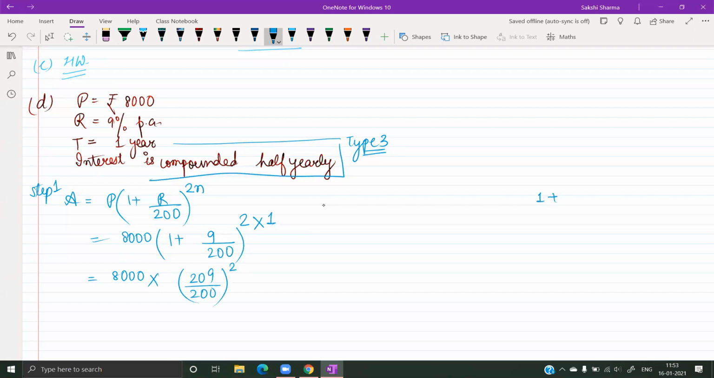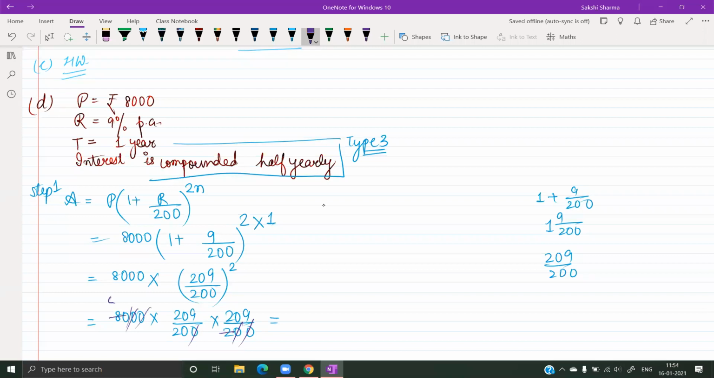Again, when you add a whole number to a fraction, write it as a mixed number, and then you can just solve this. You don't have to find out the LCM for this. So 8,000 multiplied by 209 by 200 multiplied by 209 by 200. 3 zeros will get cancelled here. Then I can also cancel 2. Again, simplifying, so I get 209 multiplied by 209 over 5. Simplify and obtain the amount.